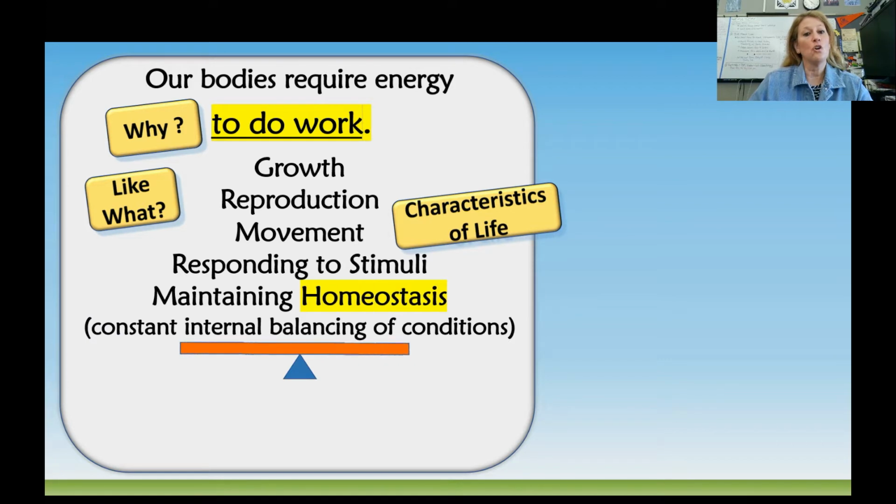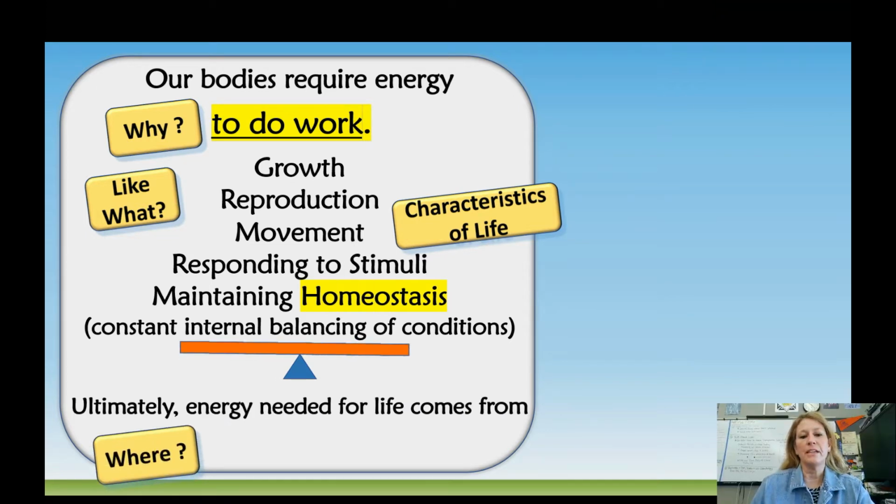So next is homeostasis, and that means a biological balance. So if we get off balance, like our teeter-totter there, things could go wrong inside the body, the cells could even die if it's extreme enough.